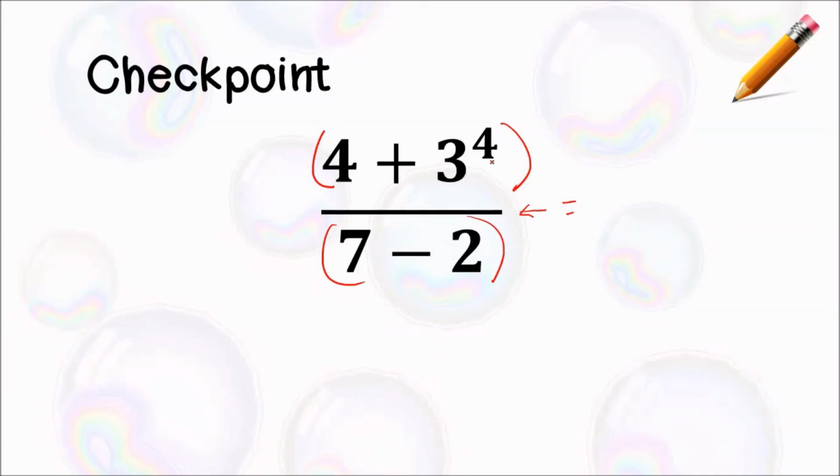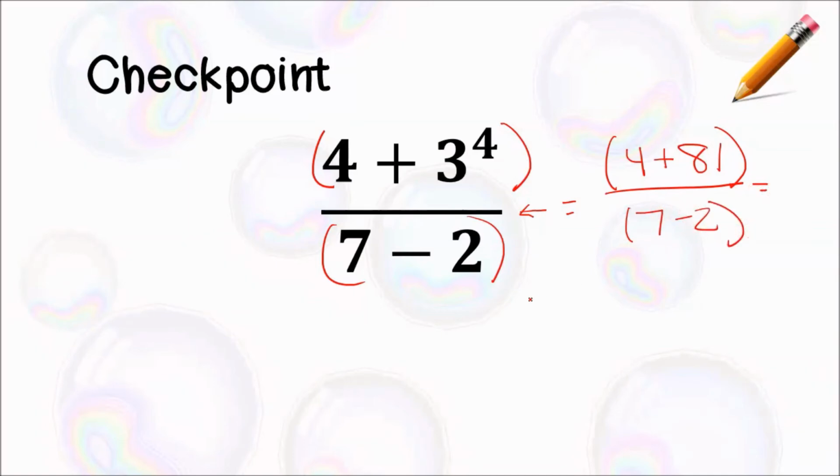I notice I have exponents inside, so I got to do that. So I'm going to have 4 plus 3 to the 4th power. Do that on my calculator quick. 3 to the 4, that's 81. And then I got 7 minus 2 down there. I'll take care of him in a little bit.